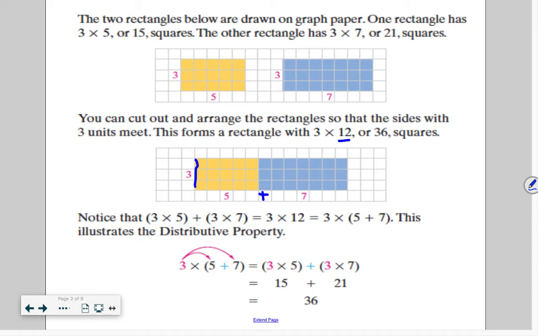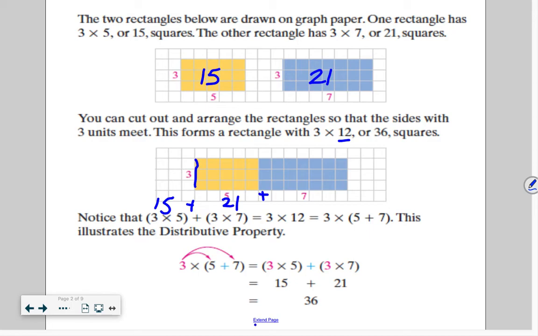Notice that 3 times 5, which was here, would give me 15 squares, plus 3 times 7, which was this one, would give me 21 squares, is the same thing as saying you can have 3 times 12. Or that would be the same thing as 3 times (5 plus 7) in parentheses, or a total of 36. That's the distributive property. Okay, we'll break it down even more than that.